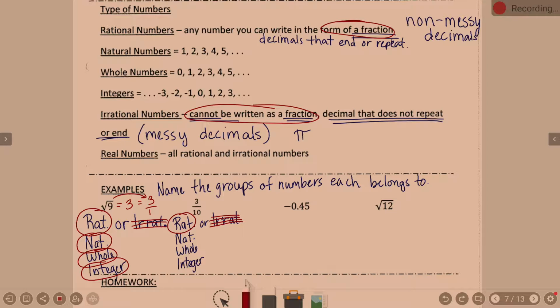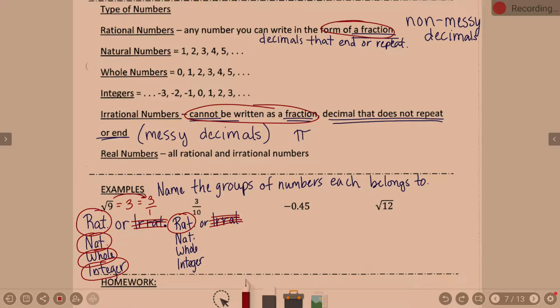Now, the fraction 3/10. Does that fall into my natural number category? Is that one of those numbers you learned in kindergarten? 0, 1, 2, 3, 4, 5, 6, and so on and so forth? Do you see any fractions listed in natural numbers? No.